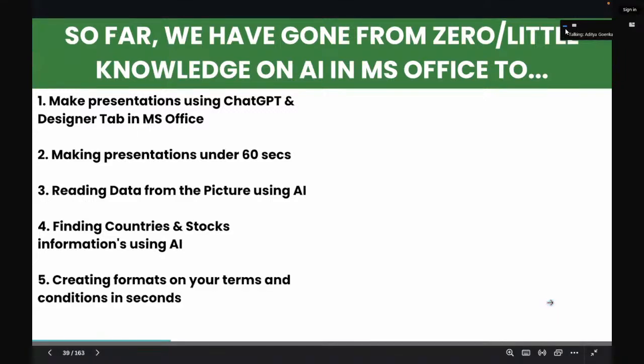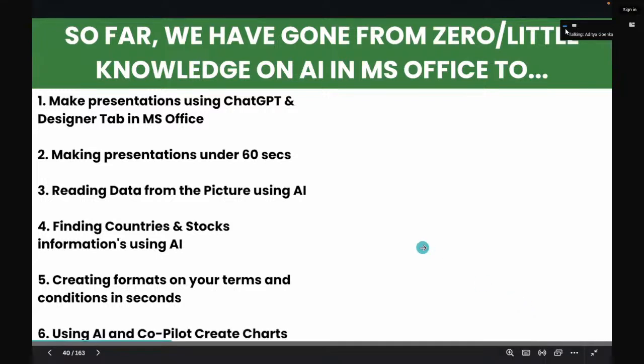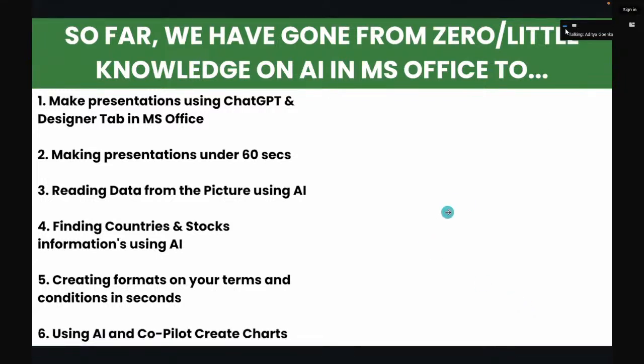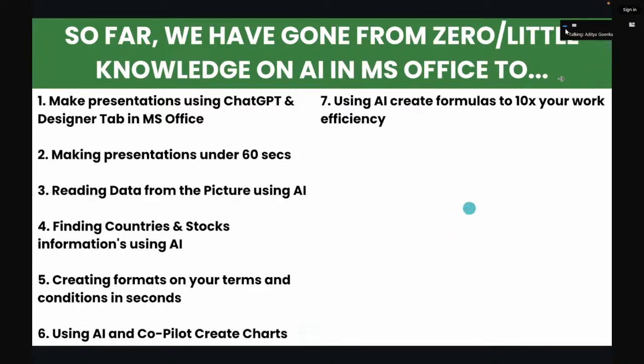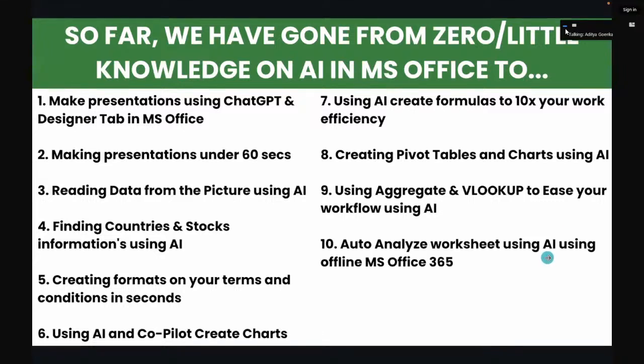Then we went about creating formats on your own terms and conditions, and that too in a matter of seconds. Then we used AI and Copilot to create charts in Microsoft Excel. Then we used AI to create formulas to 10x your efficiency at your work. Then we learned to create pivot tables and charts with the help of AI. Then we learned how to use aggregate and VLOOKUP to ease your workflow using AI.